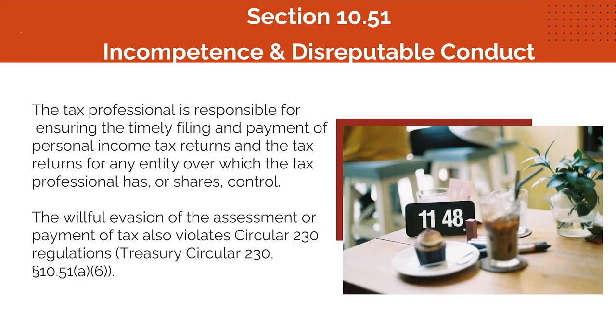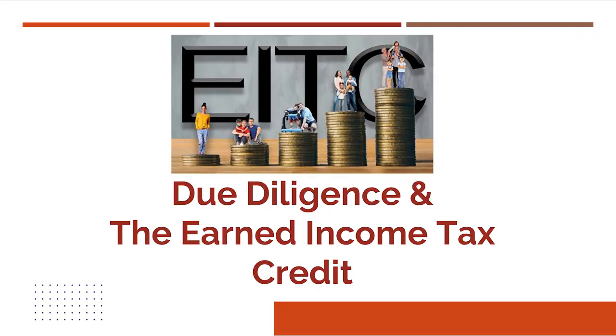Section 10.51 of Circular 230 addresses incompetence and disreputable conduct. It outlines various actions that can lead to sanctions, including criminal offenses, contemptuous conduct, giving false opinions, and willfully failing to sign or file tax returns. Due diligence and the earned income tax credit.